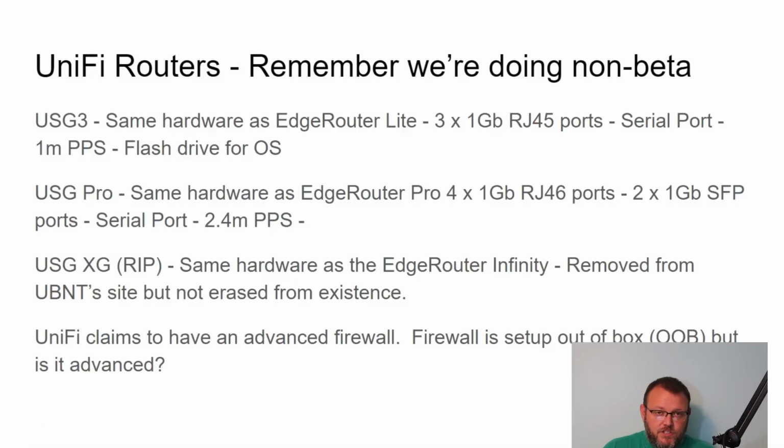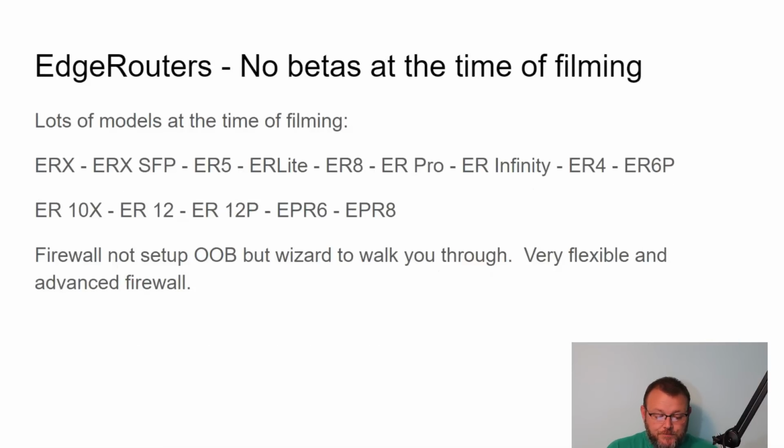The USG XG, rest in peace, is probably the same under the hood as the EdgeRouter Infinity. It's been removed from Ubiquiti's site, but not erased from existence. It is still out there. And UniFi claims to have an advanced firewall. Firewall is set up out of the box, but is it advanced? It probably depends who you ask. EdgeRouter is going to have a much more advanced firewall.